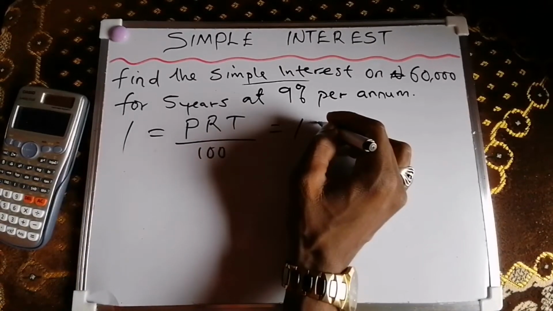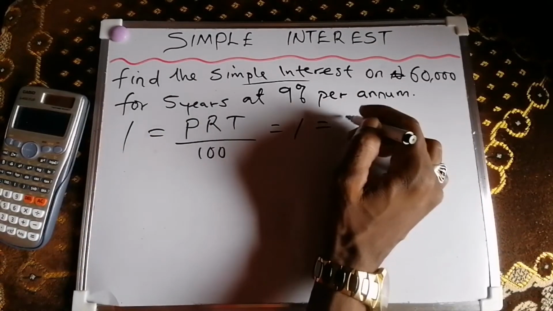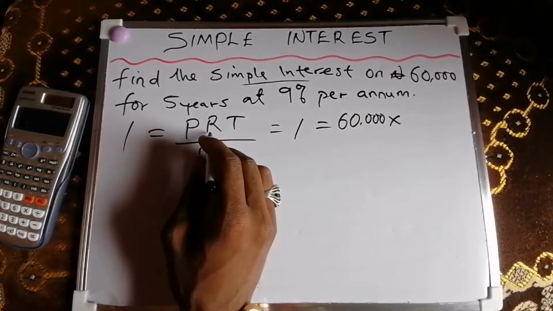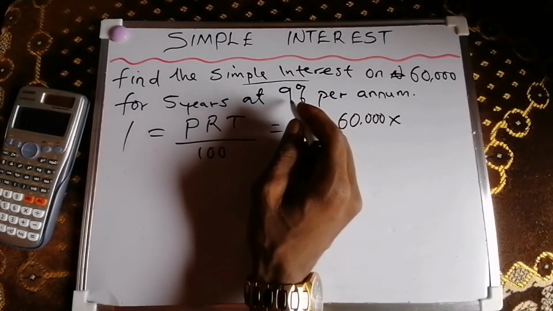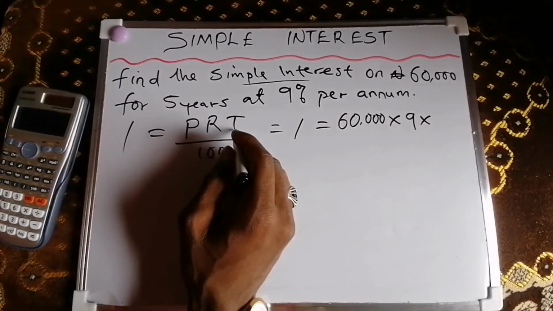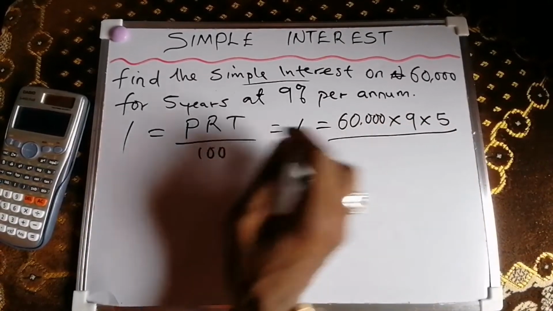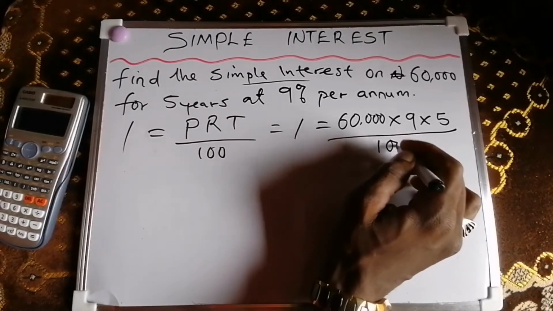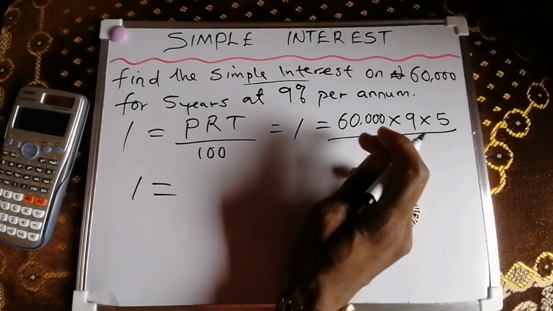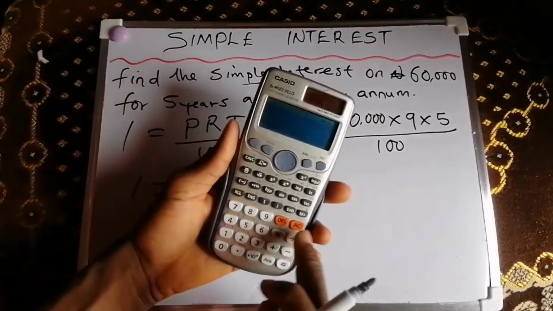So I equals our principal. Our principal is 60,000, times our rate. Our rate is 9%, so that is times 9, times our time. Our time is 5 years, so times 5, divided by 100. So therefore, I equals, we are going to say, 60,000 times 9 times 5 divided by 100.